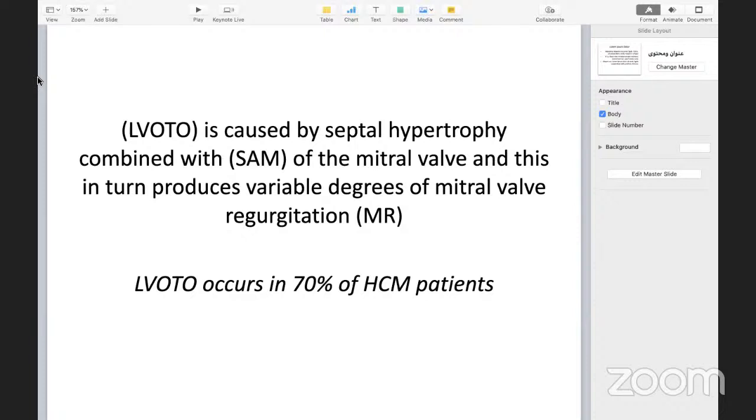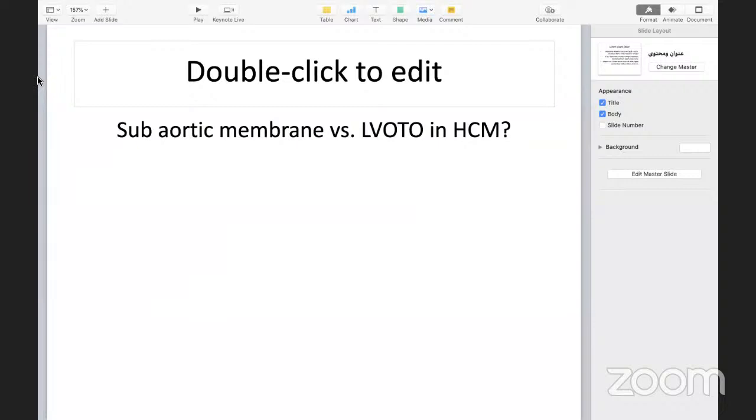LVOT obstruction is caused by septal hypertrophy combined with the systolic anterior motion of the mitral valve, and this in turn produces variable degrees of mitral valve regurgitation. The obstruction occurs in 70% of hypertrophic cardiomyopathy patients. The subaortic membrane differs from the LVOT obstruction in hypertrophic cardiomyopathy in that in LVOT obstruction we usually have systolic anterior motion. This is just to clarify the difference.